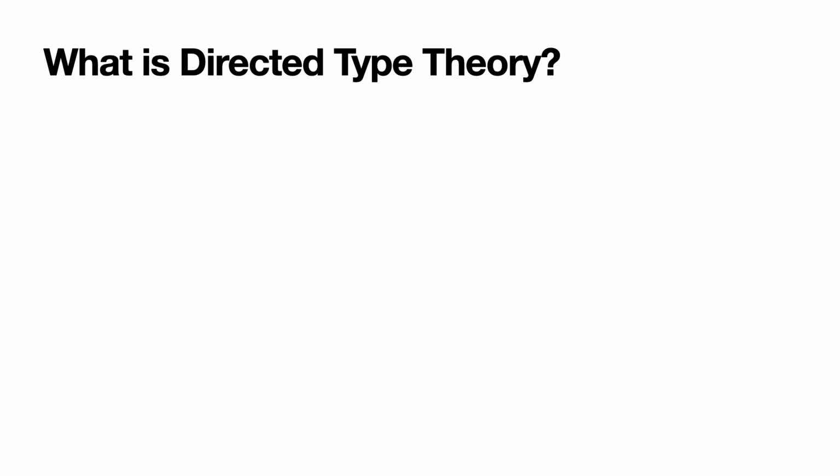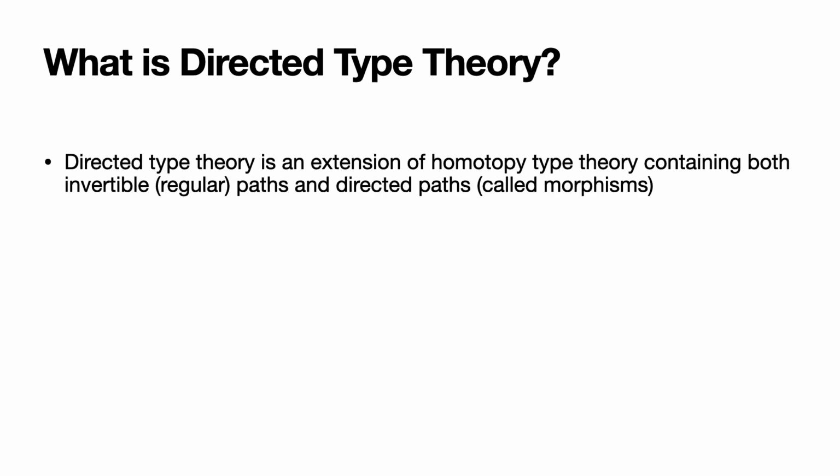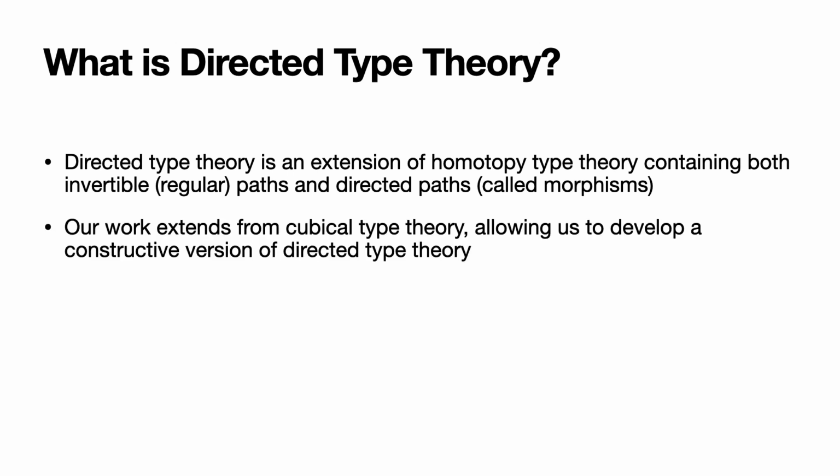So what is directed type theory? Directed type theory is an extension of homotopy type theory containing both regular invertible paths and directed paths we call morphisms. Our work is an extension of cubical type theory, which allows us to develop a constructive version of directed type theory. So first, let's look at all the type theories we build on.